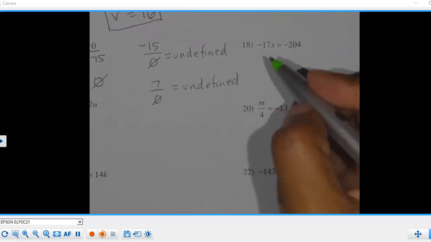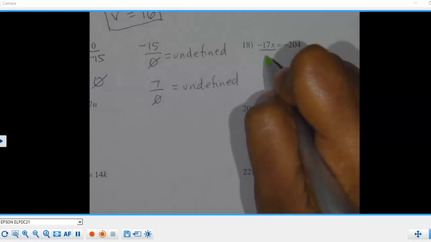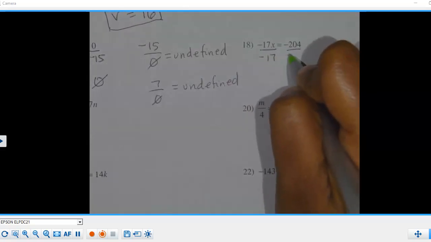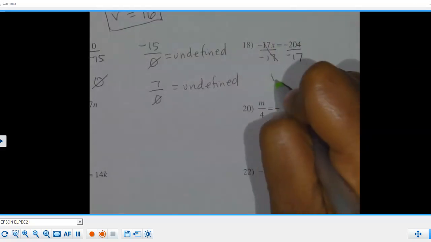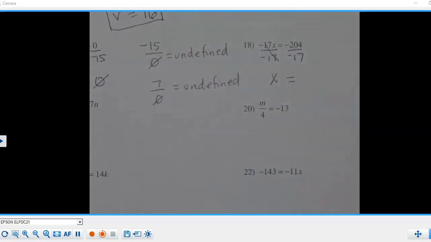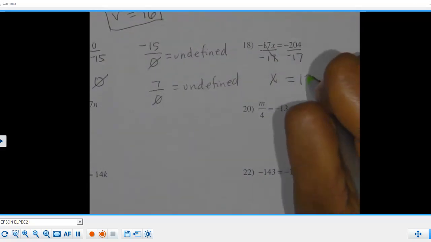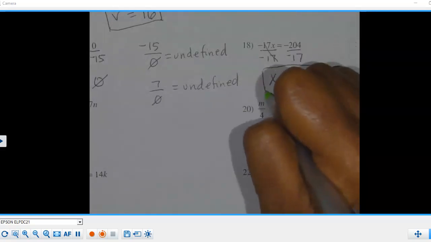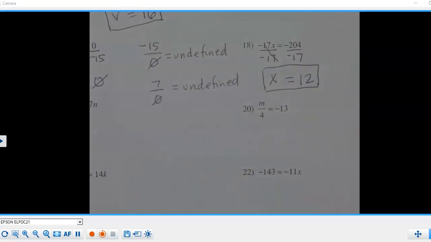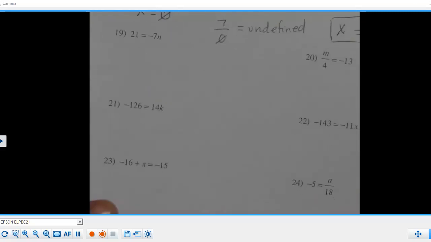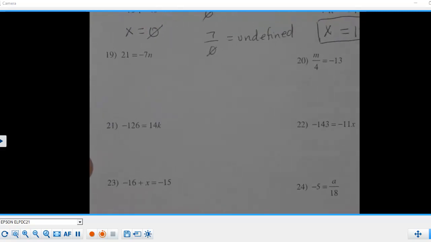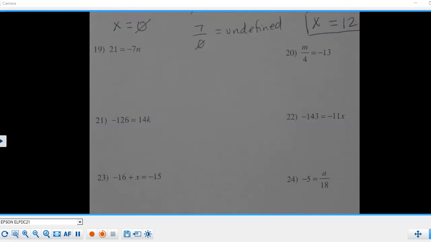Okay, number 18. We're going to divide by not 17, negative 17 to both sides. X is equal to. Now we know a negative divided by a negative is a positive. So it should be a positive 12. And you can use your calculator. I personally got really good at math by doing a lot of scratch work. So I would have just worked this out doing the division cycle. All right, I'm going to leave number 19. I'm going to leave number 20.